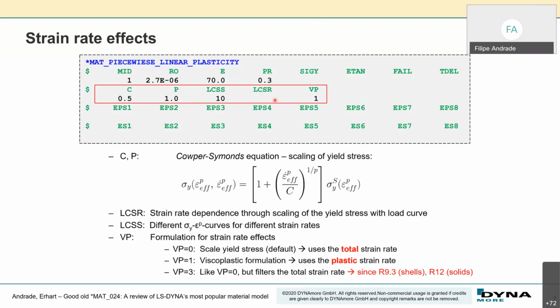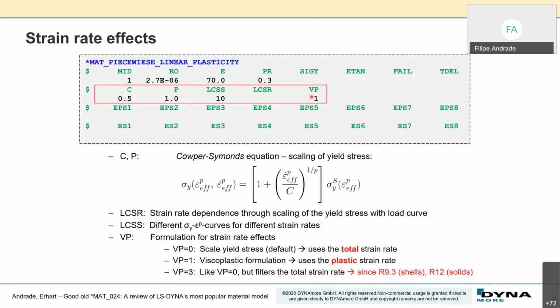And finally, this here is the way you define this dependency. What is the effect of the strain rate? What's the effect that I'm expecting? And then you have the VP flag that tells you how to use that information to effectively introduce the effect of the strain rate. Now, VP stands basically for viscoplasticity.